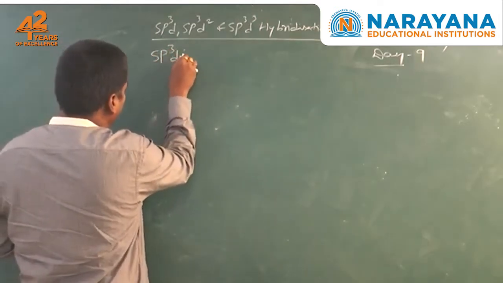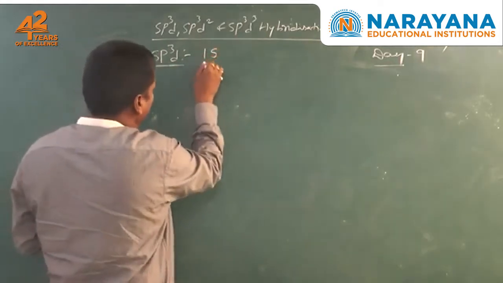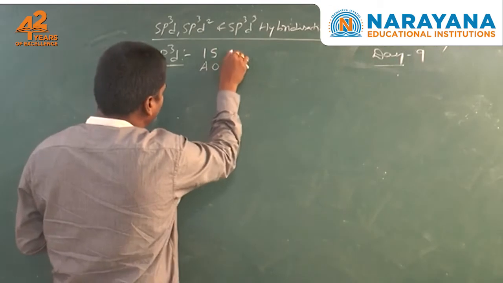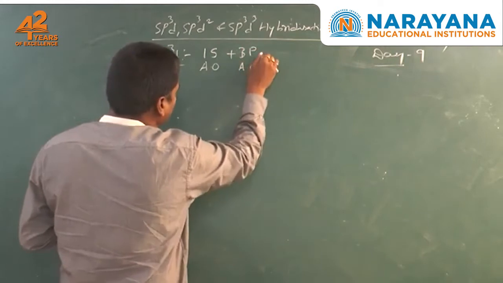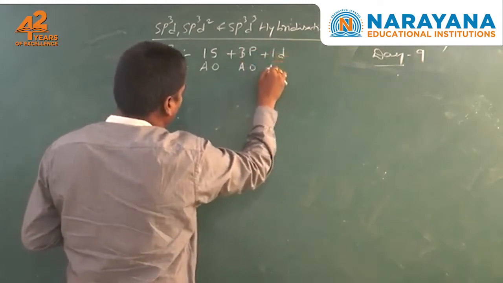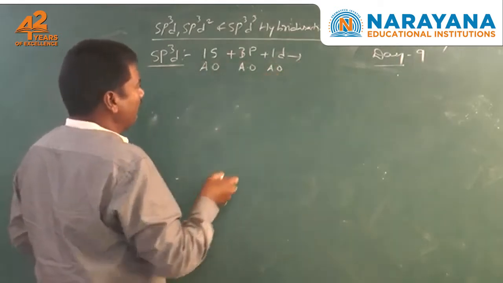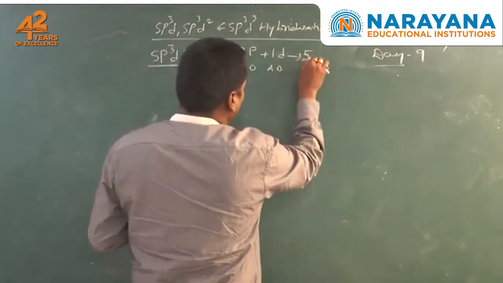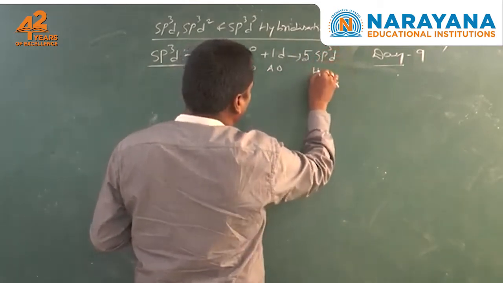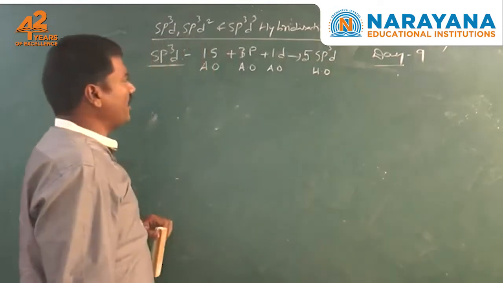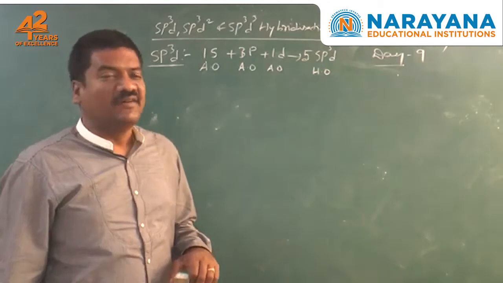Now, according to sp3d hybridization, one s atomic orbital is mixed with 3 p atomic orbitals and 1 d atomic orbital. How many atomic orbitals are combining here? 5 atomic orbitals are combining, and it forms 5 equal sp3d hybrid orbitals. However many atomic orbitals are combining, that many hybrid orbitals are forming here.